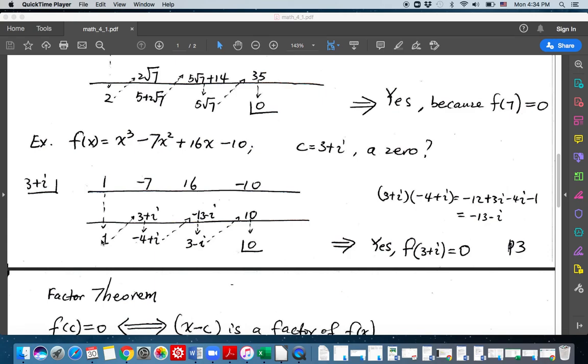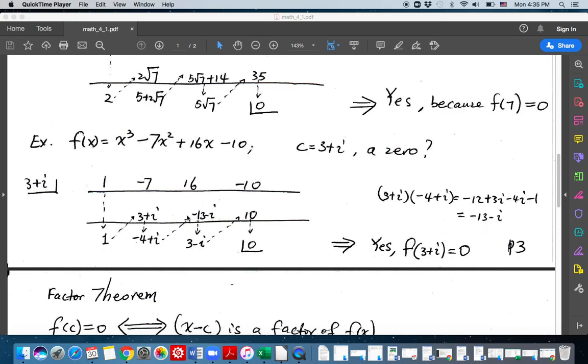We want to check whether 3 plus i is a 0 of this polynomial. Bring down the leading coefficient, being 1. 1 times 3 plus i gives you 3 plus i. Bring it upward, and then add up the numbers in this line, which gives you negative 4 plus i. Negative 4 plus i multiplied by 3 plus i: I did the calculation on the right hand side. If you go through the following process, you will get the product being negative 13 minus i.